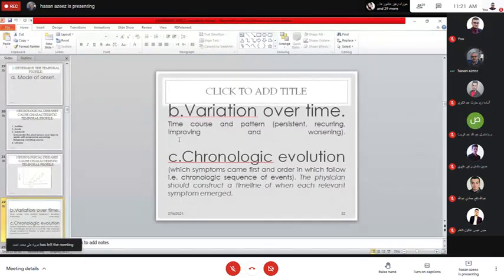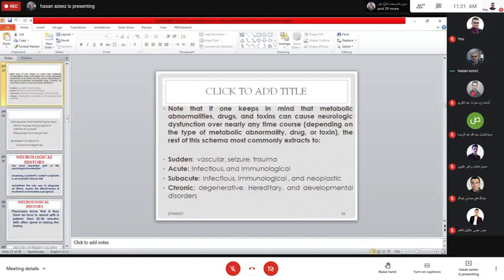But if fever precedes headache, infection is at the top of the list of differential diagnosis. In general, metabolic, drug-induced, and toxin causes can present acute, subacute, or even chronic. But in general, sudden is either vascular, seizure, or trauma. Acute: infectious or immunological. Subacute: infectious, immunological, and neoplastic. Chronic: degenerative, hereditary, developmental disorder.